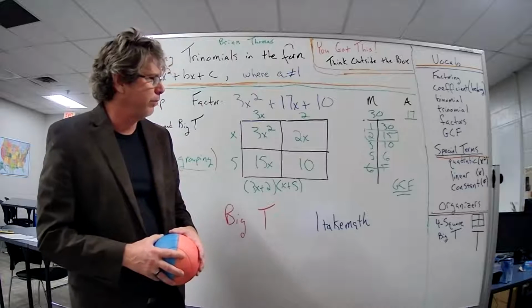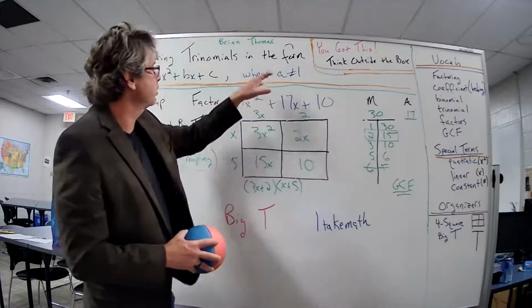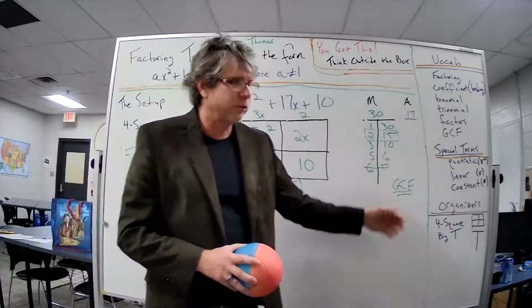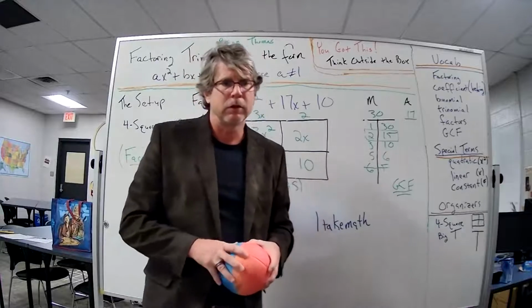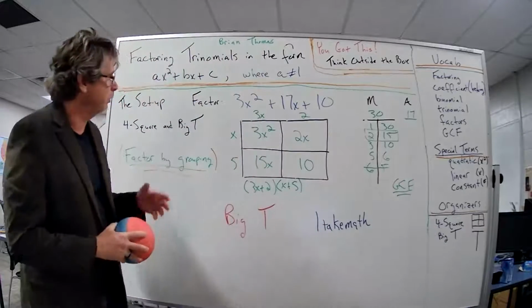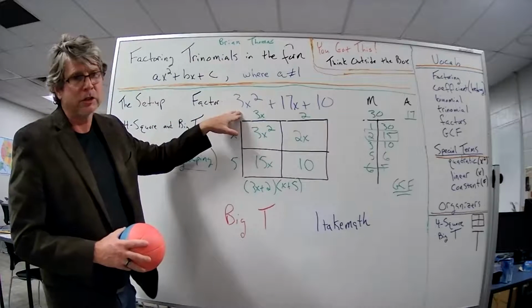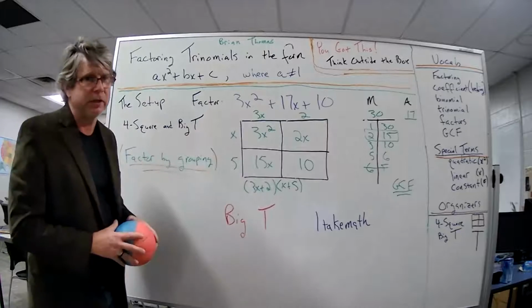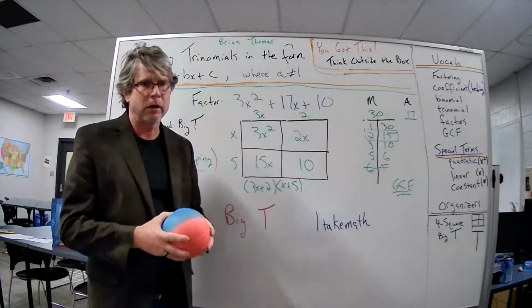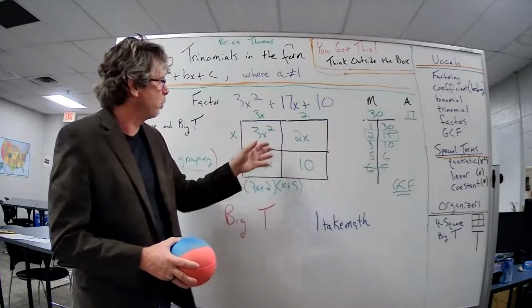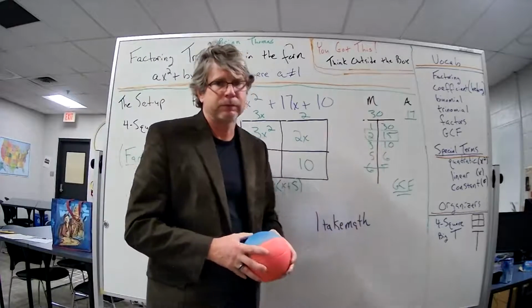And then we've done a little bit of factoring already of some problems where the coefficient was not equal to 1. But we used what was called the four-square method, and also we used what was called big T. So in the previous lessons, we also did factoring of trinomials where we used four-square and big T. How that worked is four-square, of course, we just make a box there, a four-square box. And big T, of course, is just a T-chart.